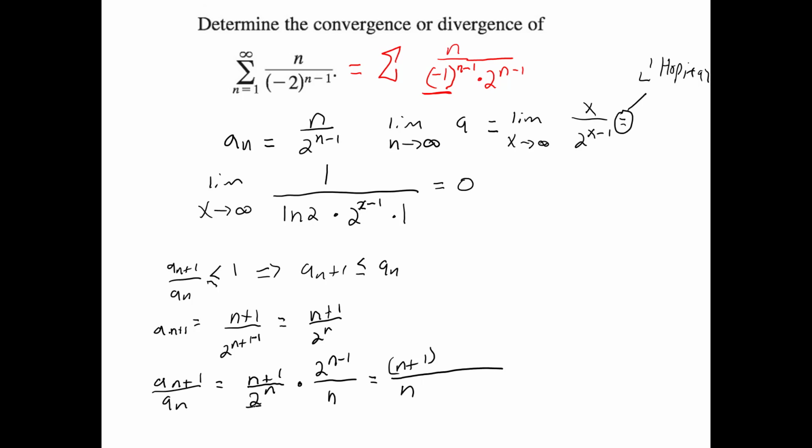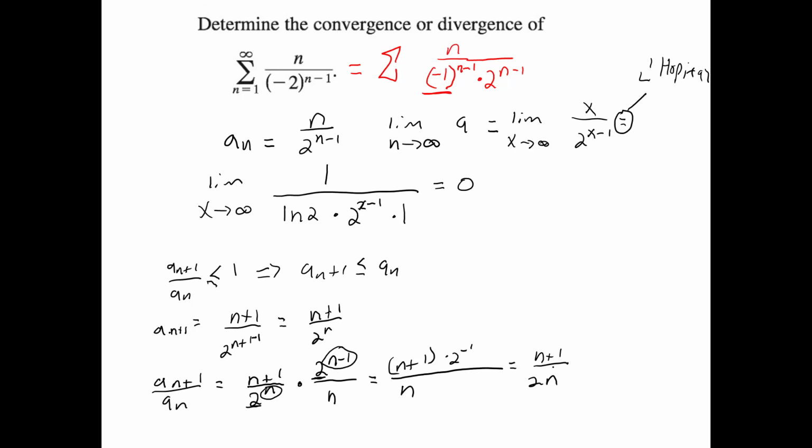And then here, notice that these have the same base. And so when we have the same base and we're dividing, we can subtract the exponents. The exponent here is n minus 1, the exponent here is n. So n minus 1 minus n is just minus 1. So we end up with a 2 to the minus 1, and then we can rewrite that as n plus 1 over 2n.